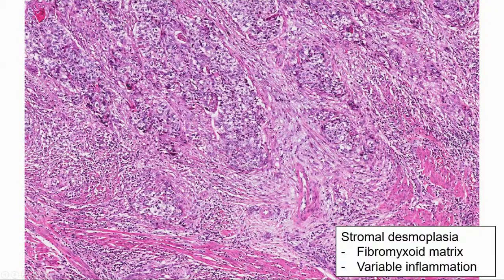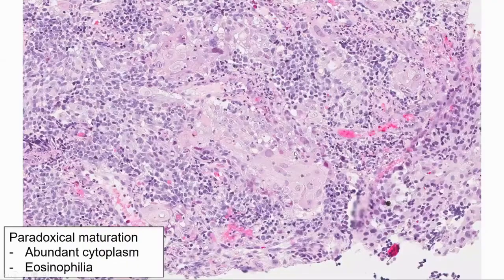Desmoplasia can be seen in high power as this reactive stroma with plump fibroblast cells in a fibromyxoid matrix with variable inflammation.